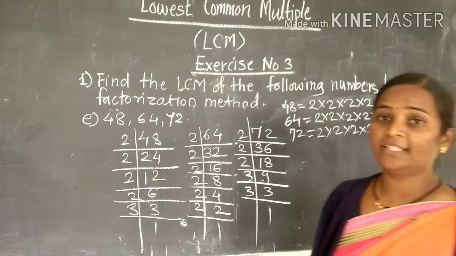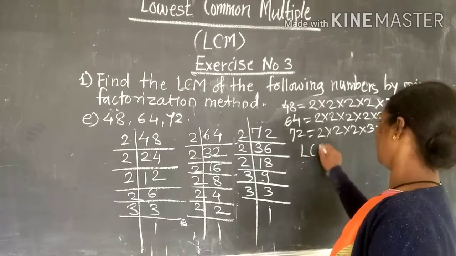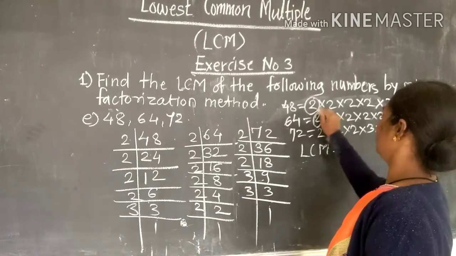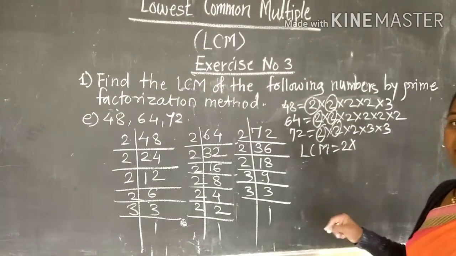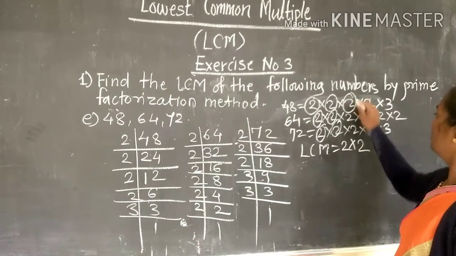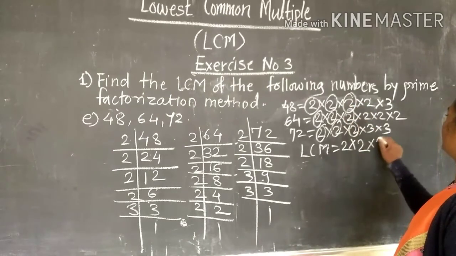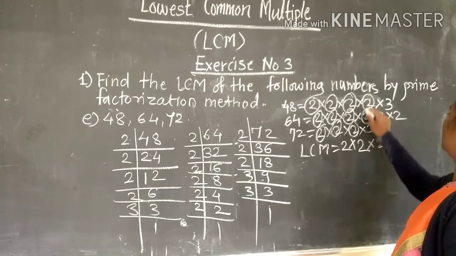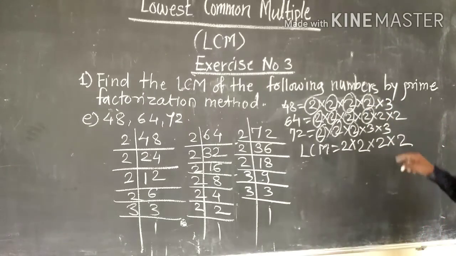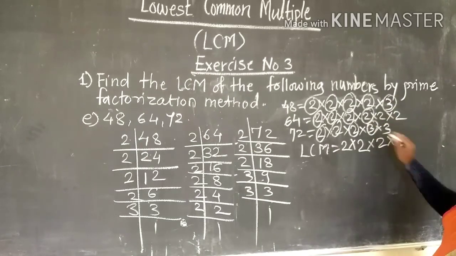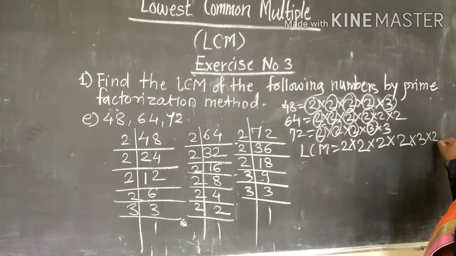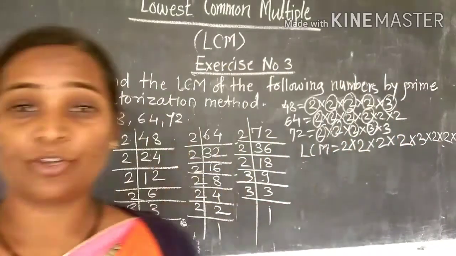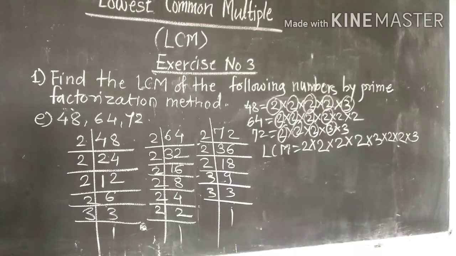Now for the LCM you have to see which are the common numbers. 2, 2, 2, write down 2, 2, 2. I hope you are understanding this. Here 2, 2 and 2, so write down 2. Here 2, 2, so write 2. Here 3 and 3, write down 3. Now write 2 into 2 into 3. Now you have to do the product of these numbers. What will be the product?